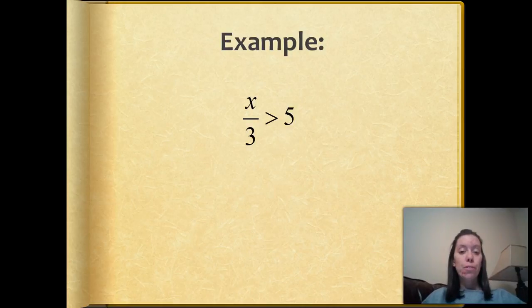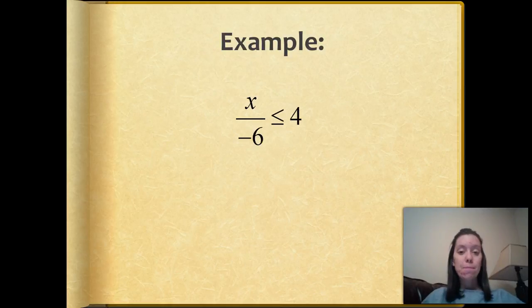Here, x over 3 is greater than 5. We want to get rid of the 3, so we have to multiply by 3. We're multiplying by a positive number, positive 3, so we do not need to flip. So that's going to result in x is greater than 15.